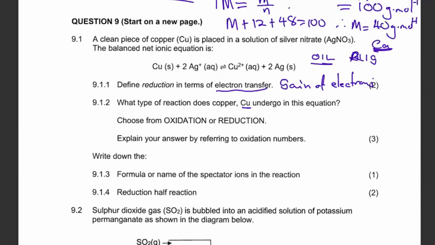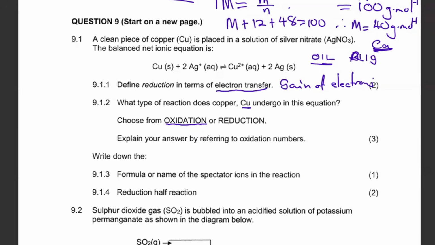So if you can check that out, copper undergoes oxidation. Choose from oxidation and or reduction. It undergoes oxidation. Then we're supposed to explain our answer by referring to the oxidation numbers. So we check that the oxidation number of copper increases from 0.